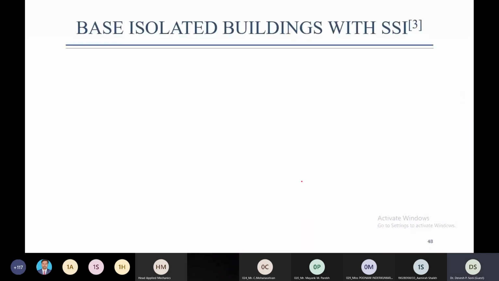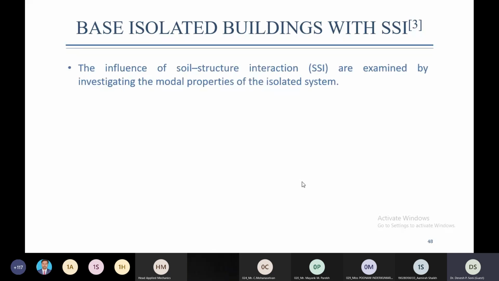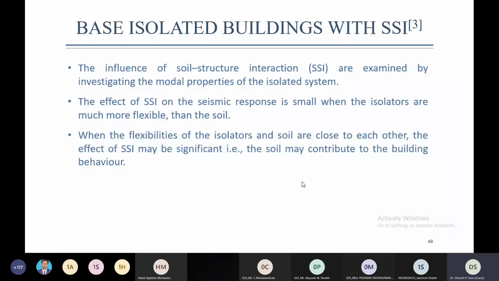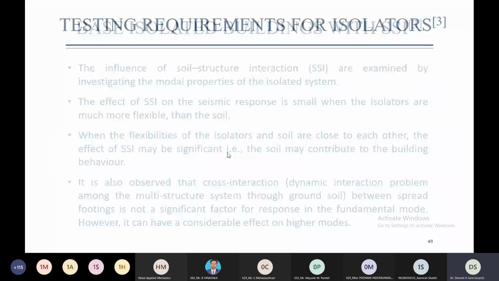Then base isolated building with SSI. We will quickly cover this part. When the soil structure interaction, or the flexibility of soil, is taken into account, one point one should understand: when the flexibility of isolator and soil are close to each other, then the SSI may be significant. Means the flexibility of isolation and the flexibility of soil are comparable, both in the same range, then the influence of soil structure interaction will be significant. Otherwise, there is little influence of SSI on base isolated building. So this is a single point which we need to consider with respect to the base isolation system.